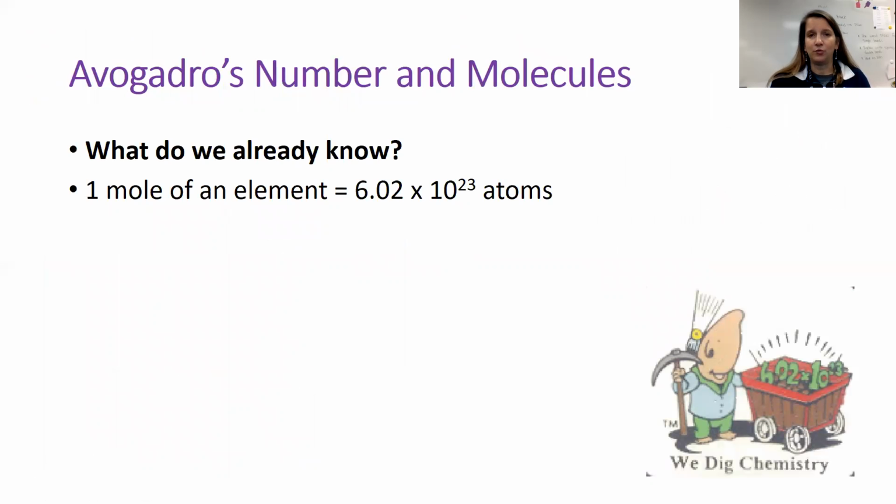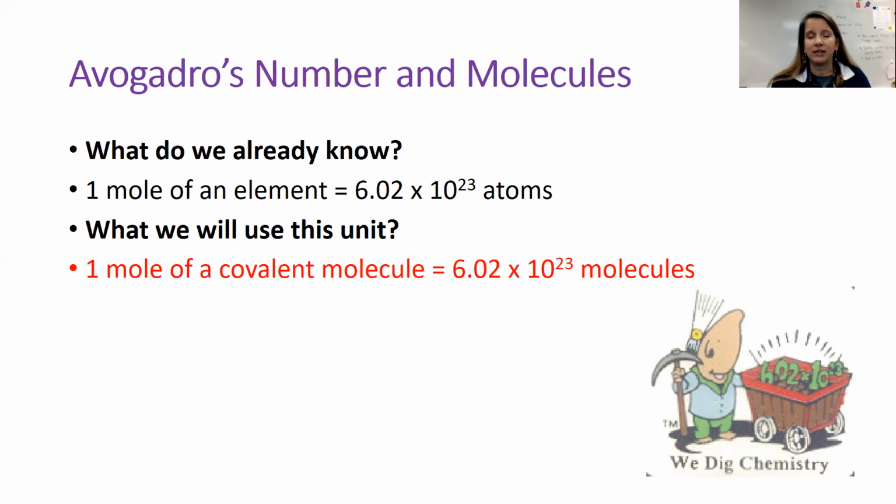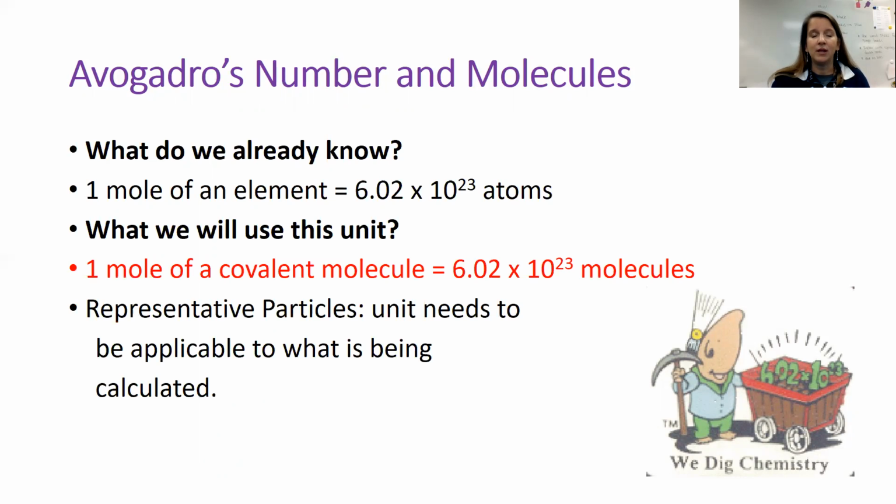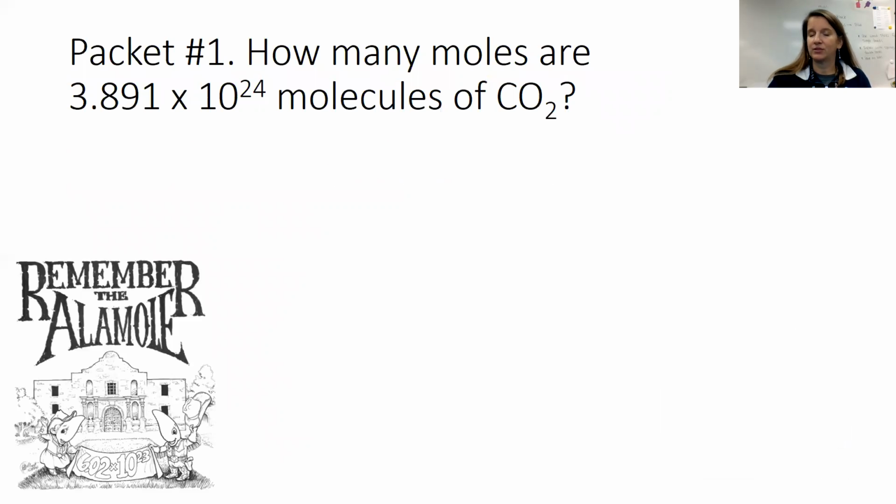So we already know from the atoms unit that 1 mole of a substance is equal to 6.02 times 10 to the 23 atoms. That's 1 mole of an element. So 1 mole of zinc or 1 mole of copper or 1 mole of arsenic is 6.02 times 10 to the 23 atoms. This time, we're going to be talking about covalently bonded substances. So 1 mole of a covalent substance means that we have 6.02 times 10 to the 23 molecules of that substance. But we're going to use it the same way. So these are our practice problems on the notes page.